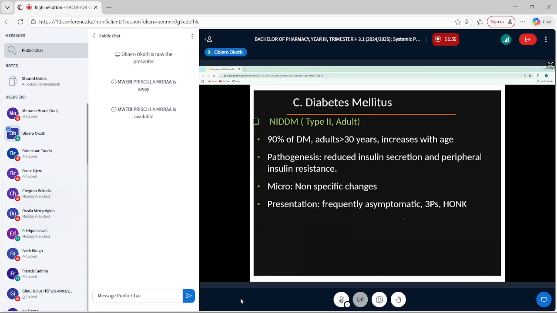Okay. Type 2 diabetes, usually in adults, because of the age, this is more of reduced insulin secretion and also peripheral insulin resistance. And here in the microscopy, we don't see those typical changes like in type 1. Yes, they are frequently asymptomatic. They can have the 3 Ps, but here they don't get DKA because they don't have absolute lack of insulin. They get what is called hyperosmolar non-ketotic coma or hyperosmolar hyperglycemia.